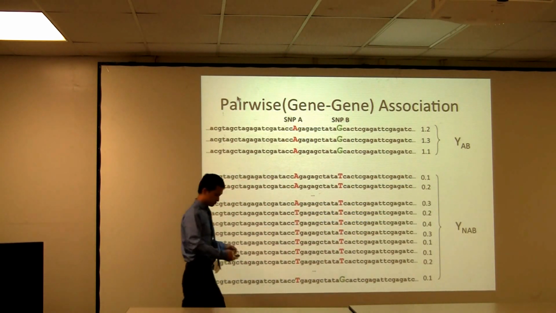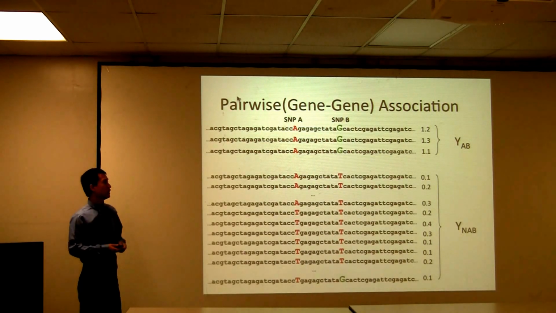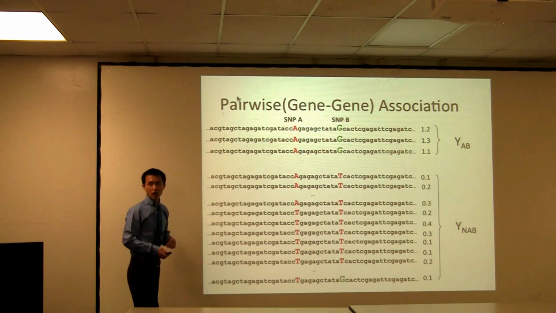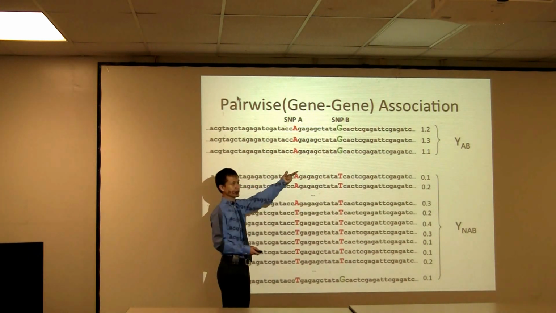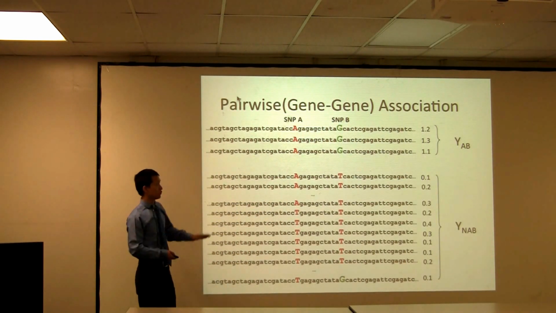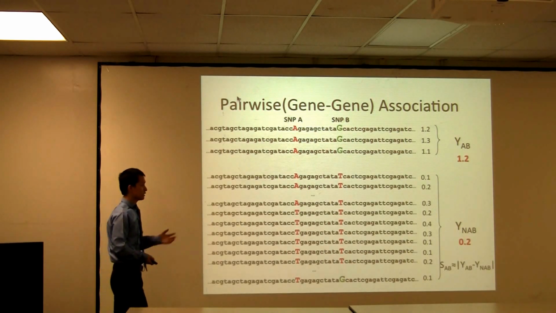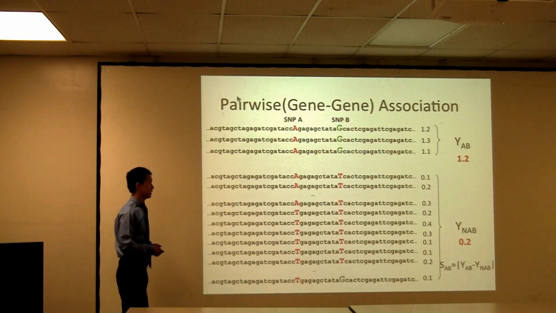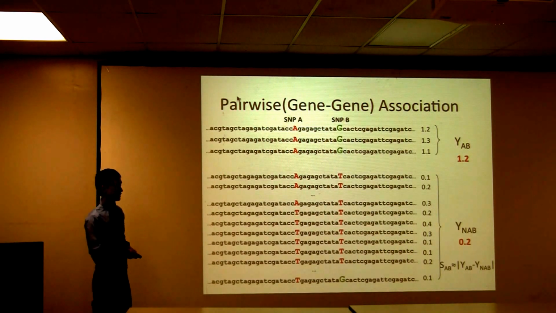other individuals. And following the same strategy as the GWAS study, we split the individuals into two groups. Now, all the individuals in the first group have the causal allele in both SNPs, and the rest of the individuals form the second group. And then we compute the average phenotype value for each group and see whether the difference between the average phenotype values is greater than the threshold. This is called the pairwise association test.